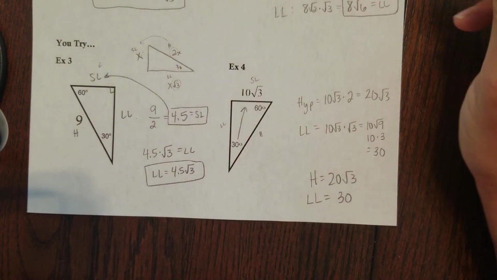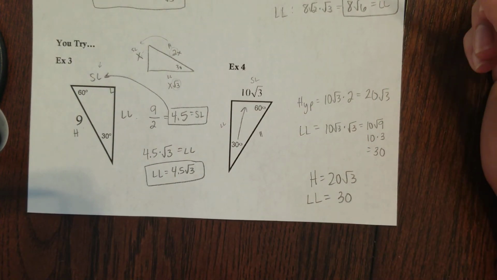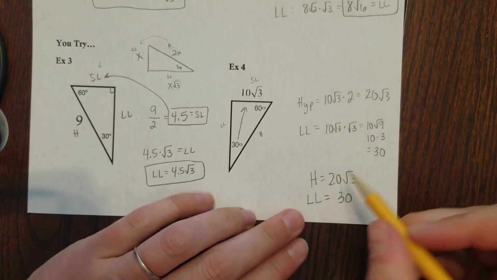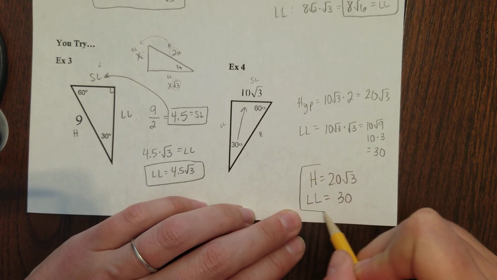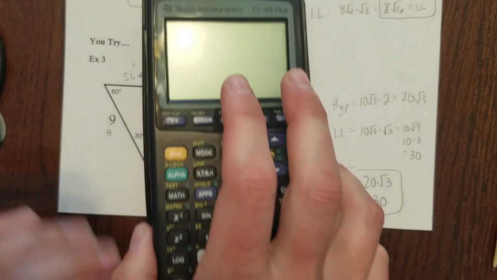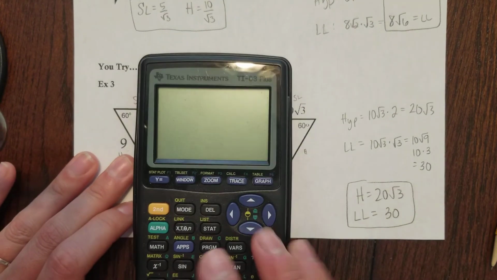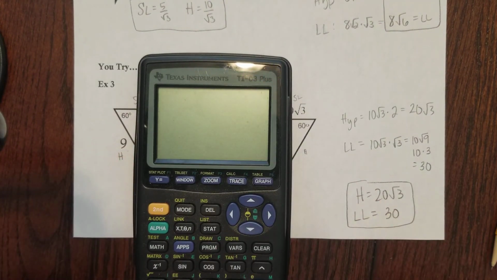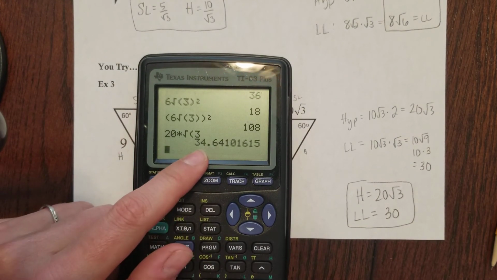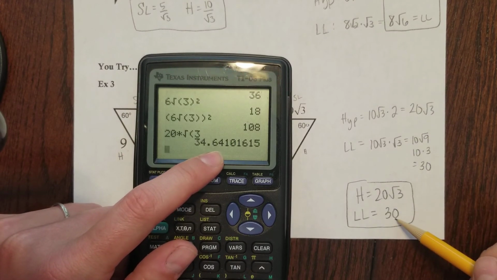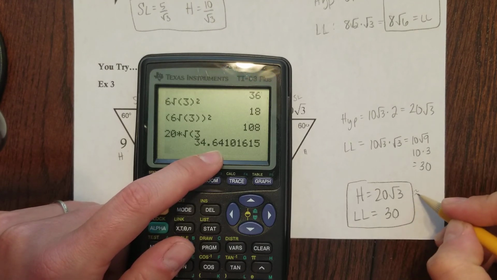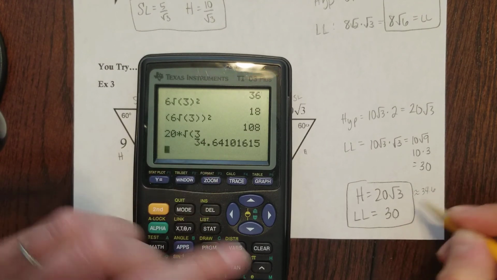Now, one thing that we haven't really talked about is knowing if your answers make sense. Like our hypotenuse should be the longest side. This doesn't mean much to me. How do I know 20 root 3 is bigger than 30? That doesn't seem right. So let's check it out on our calculator by turning this one into a decimal and comparing it. So if I do 20 times the square root of 3, it's 34.6, which is bigger than 30. So even though this number looks like it's smaller than 30, its decimal is 34.6. It's actually bigger than our long leg.